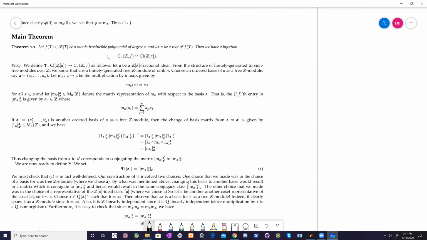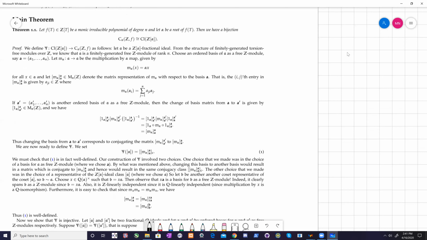Here, the left-hand side are the conjugacy classes of matrices with characteristic polynomial f, where the entries of the matrices are in Z. And to the right, these are the O-ideal classes in Z of alpha. You could think about CL of Z of alpha as the isomorphism classes of fractional Z of alpha ideals. So there's a bijection between these two, and that's what we're going to prove now.